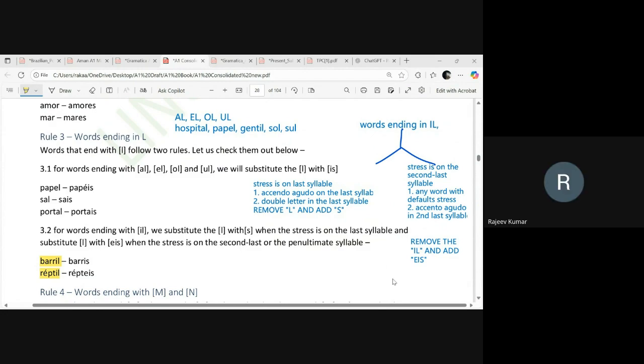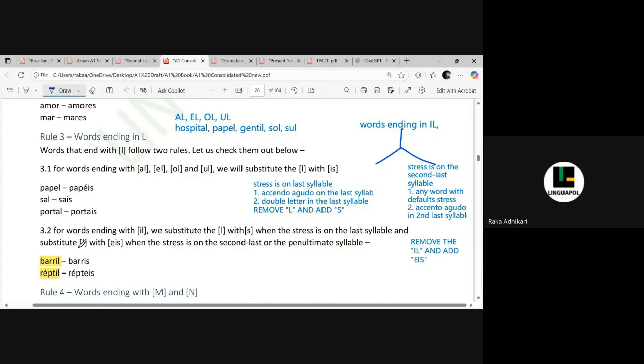So we'll apply the second rule. The second rule says remove the IL and add EIS. So see, heptiu becomes hepteish. We removed the IL from the end and we added EIS. So it became hepteish. So here is a small correction in your book.